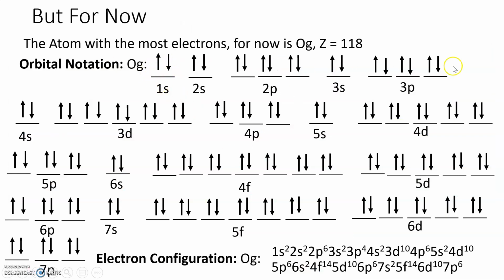This is as big as we get, and I don't even know if I'd ask you to do one that big. This is the orbital notation for Og, number 118, the last element on the periodic table. Lots of arrows.